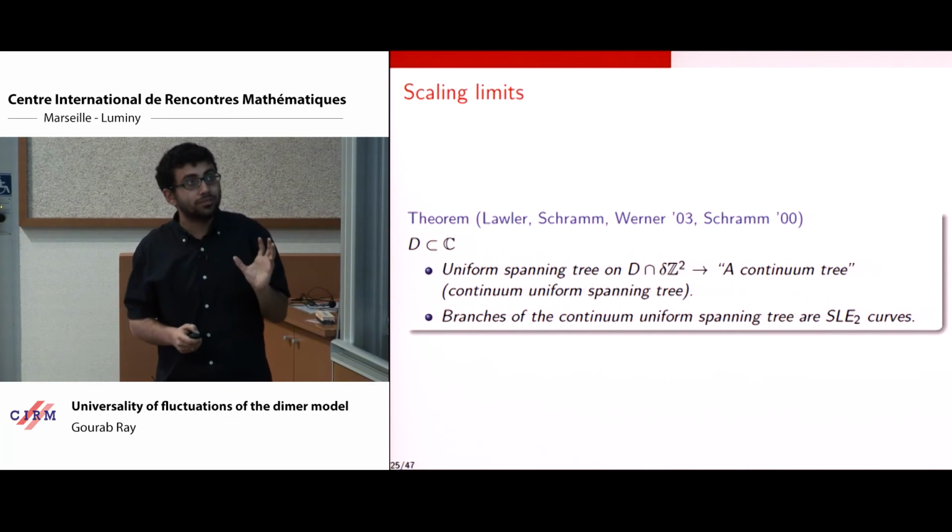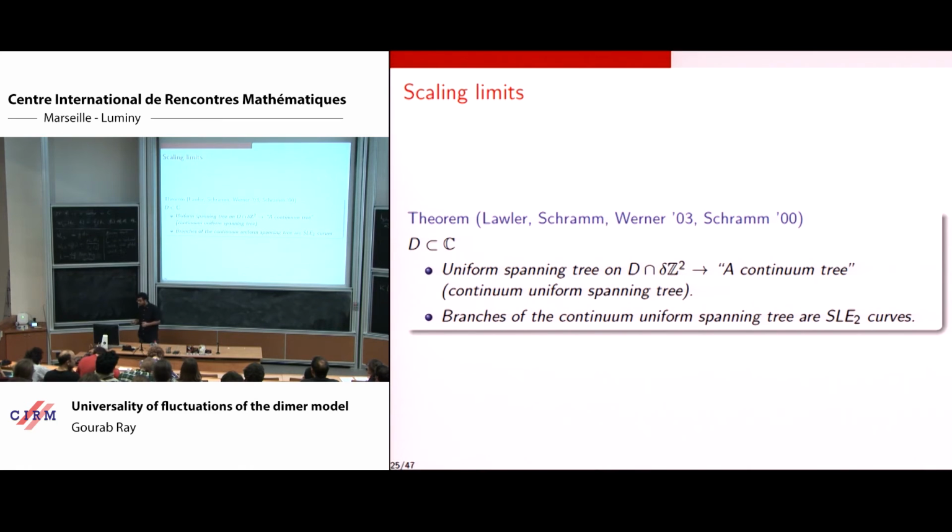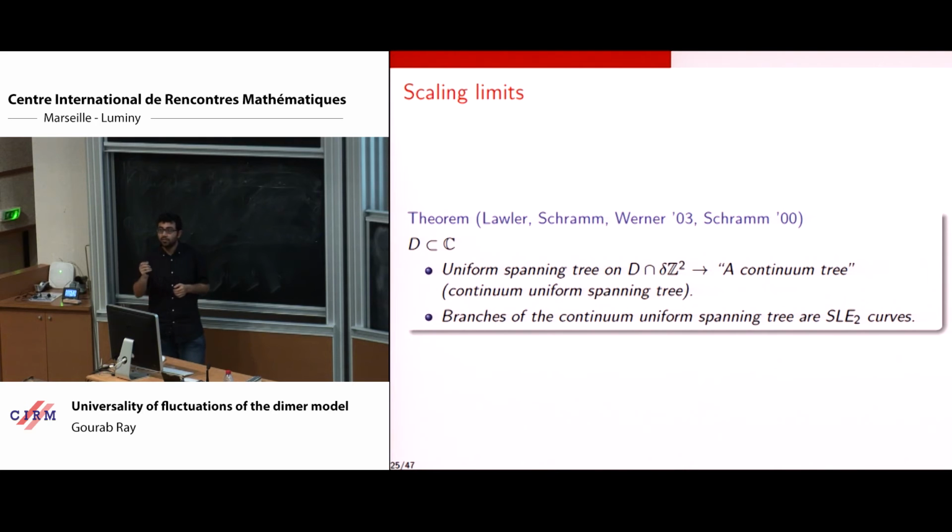Okay, and the branches of the uniform spanning tree are also not abstract. They are SLE 2 curves. I also don't have time to go into SLE, but it's a one-parameter family of curves satisfying conformal invariance and the domain Markov property. And moreover, it's not something very abstract. There is a concrete stochastic differential equation by which you can understand the evolution of the SLE curve. And the winding of the SLE curve is somehow given by something called the driving function of the SLE curve, which evolves more or less like Brownian motion, as you would expect here.